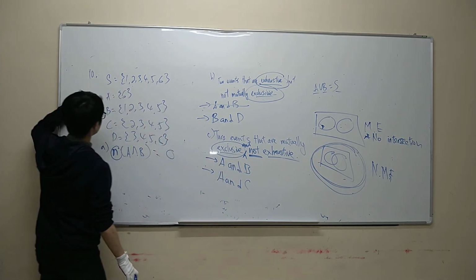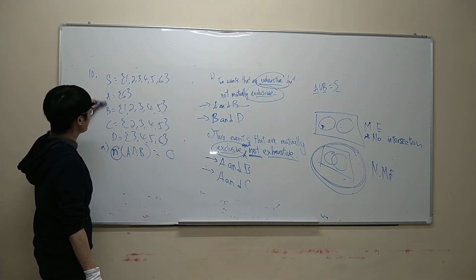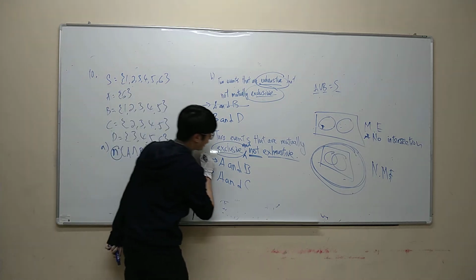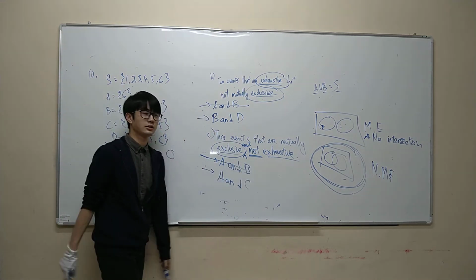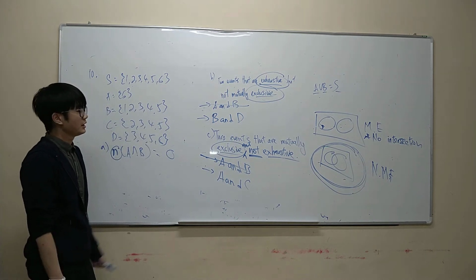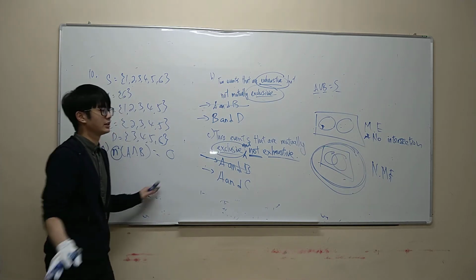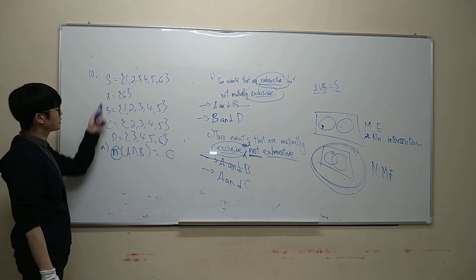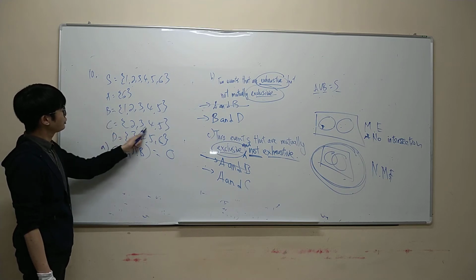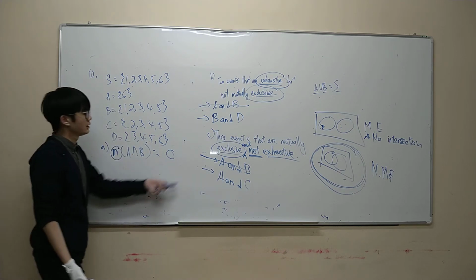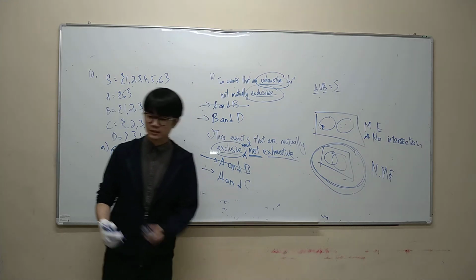So A and B, what's the union of it? The union of it is 1, 2, 3, 4, 5, 6. So the union of it is the sample space. Therefore, I have to cut it out because it's not non-exhaustive. So A and C, the union of it is not the sample space, because A union C is 2, 3, 4, 5, 6. There's no 1. So that's the answer. Alright?